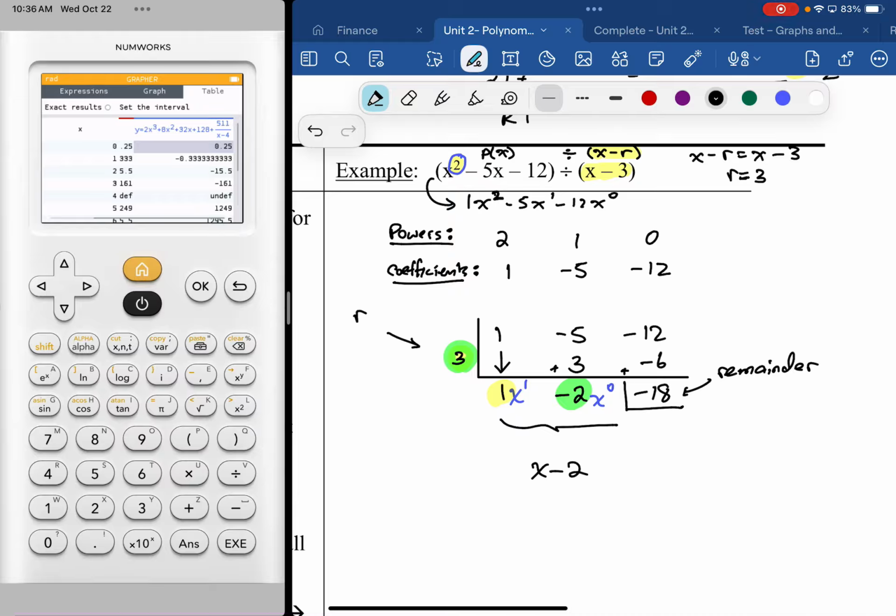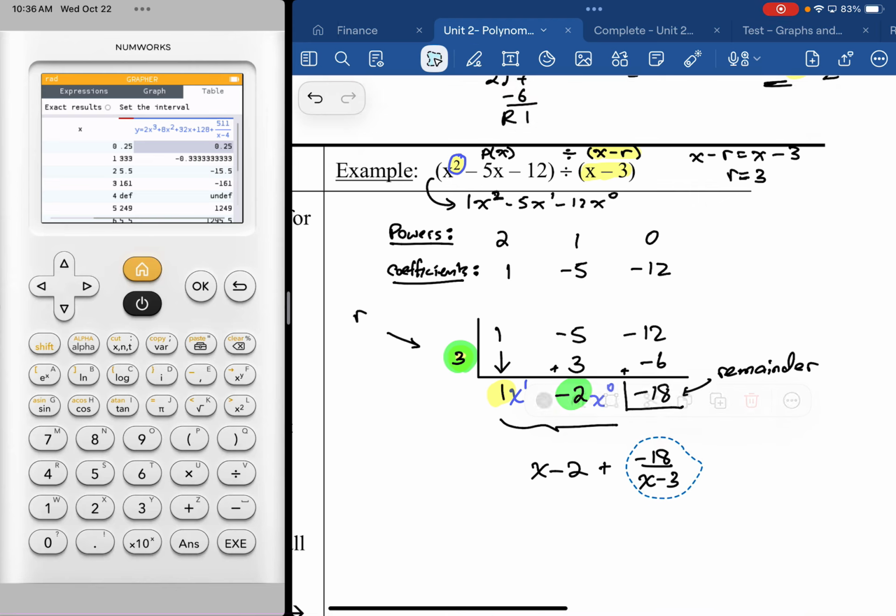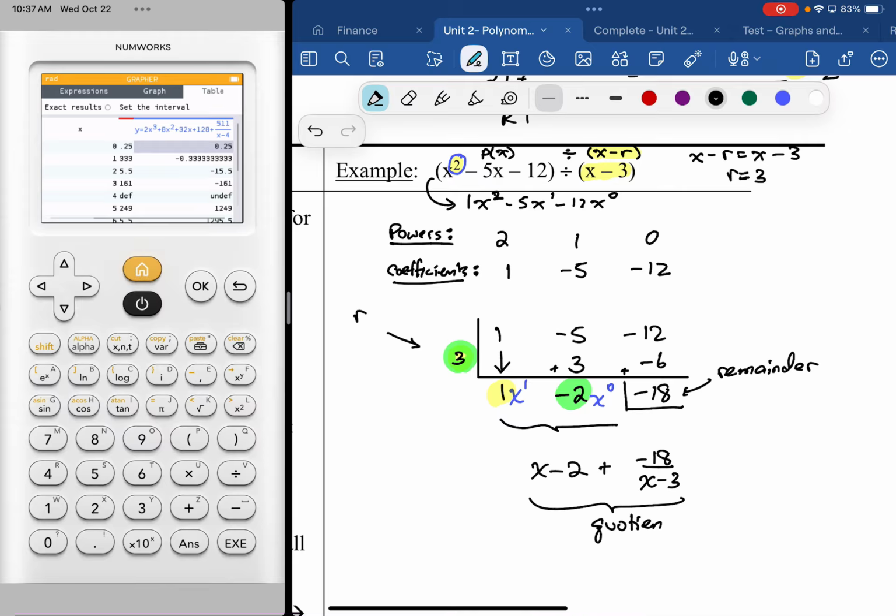All right. The remainder, we put our remainder over the divisor. If you want, you could write this as minus positive 18 over x minus 3. Either way is fine, but this would be my quotient. So this whole thing is my quotient. That x minus 3 is our divisor. We get that from the thing that we're dividing by.